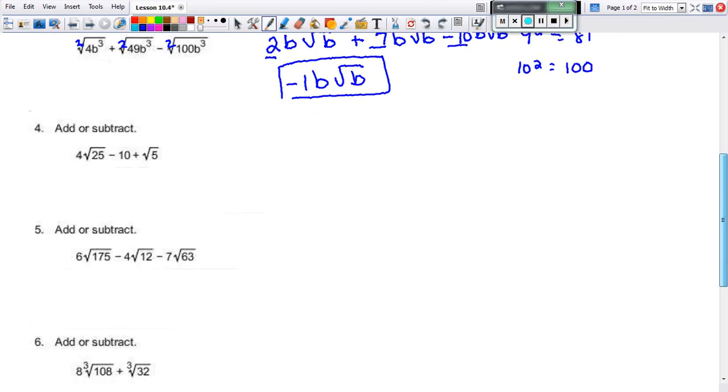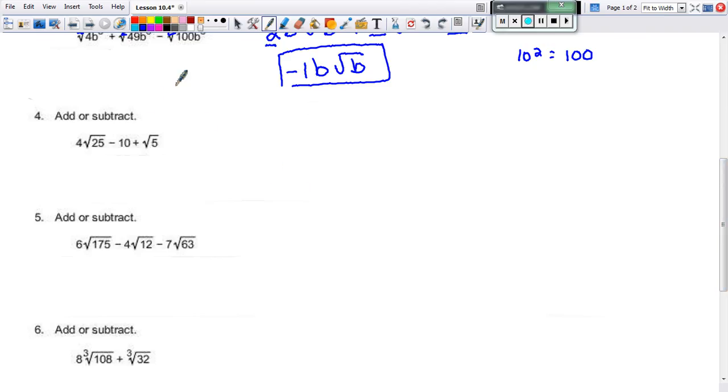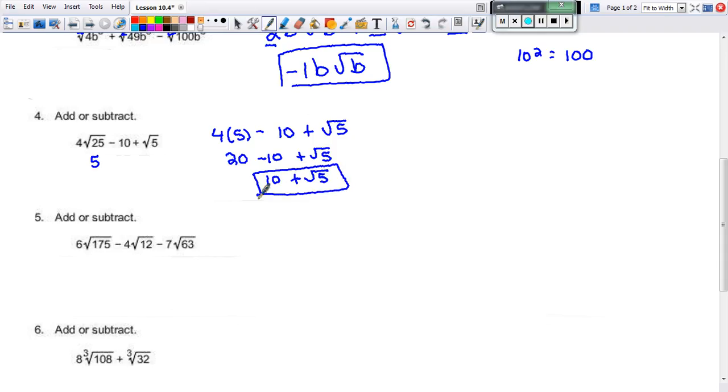The next one, the square root of 25 is 5. So I've got 4 times 5 minus 10 plus the square root of 5. That can't be simplified. So 4 times 5 is 20. 20 take away 10 plus square root of 5. So I've got 10. 20 take away 10 is 10 plus the square root of 5 is the answer to that one.